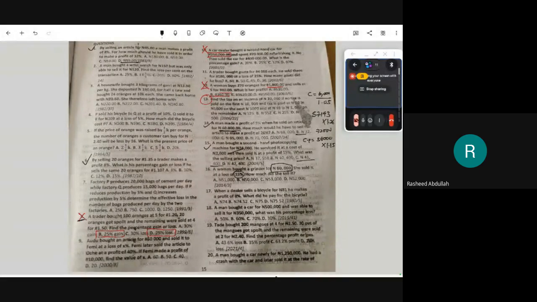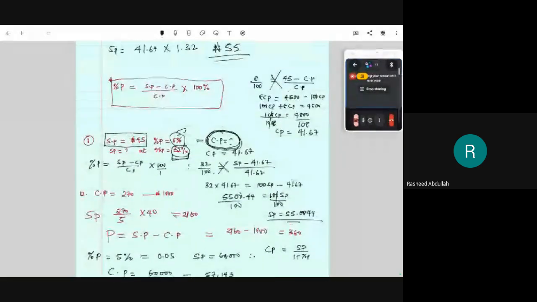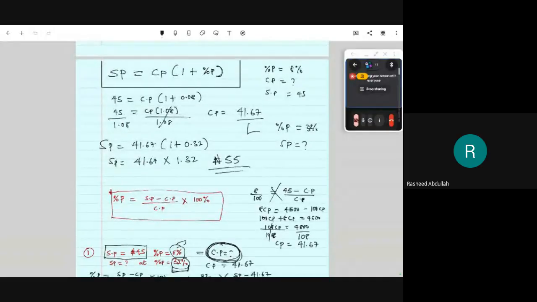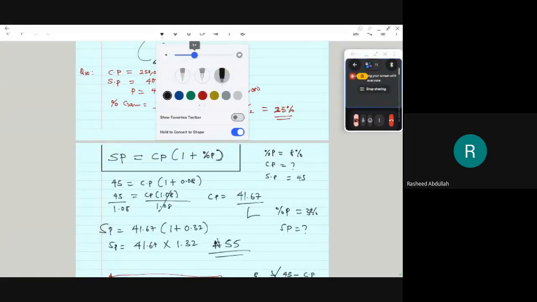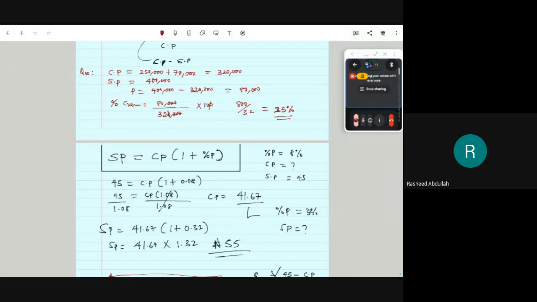Now, there is a problem with this formula. If it is loss, there's a problem. It's not actually a problem. Where we are adding, if it is loss, we are going to subtract. So the formula for loss is going to change. For loss, selling price is equal to cost price times 1 minus percent loss, because it's a loss. Can you see the difference now?